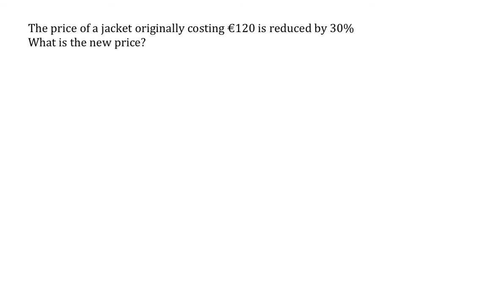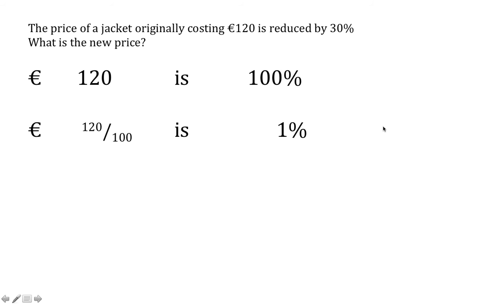On to percentages. The price of a jacket originally costing €120 is reduced by 30%. What is the new price? Okay, so if we think of the original price as being 100%, then €120 is 100%. We can divide everything by 100 to work out what 1% would be. And then we're interested in finding out what 70% would be.